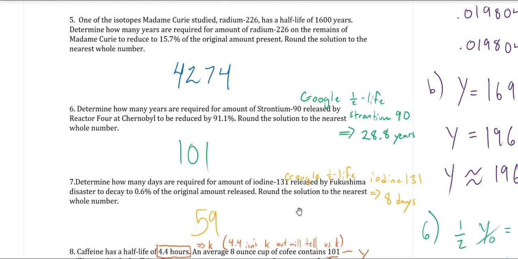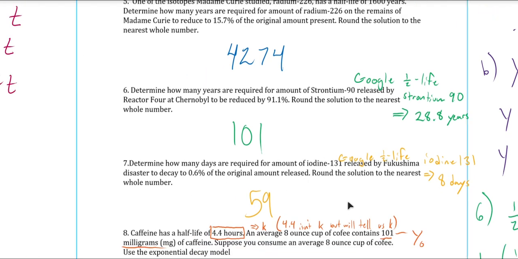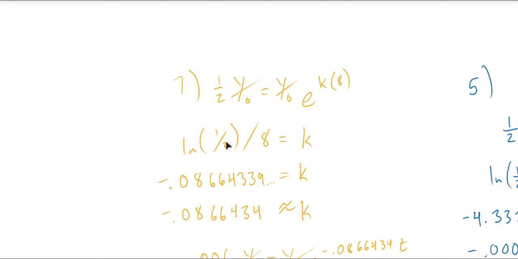The next question is similar. They ask us about iodine-131. A quick Google tells us its half-life is 8 days. And they ask us how many days are required for the Fukushima disaster iodine-131 to decay to 0.6% of the original amount. So we first solve for our rate constant, canceling the initial amounts.